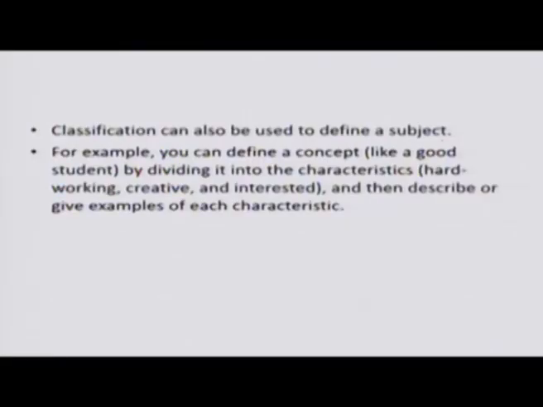Classification can also be used to define a subject. For example, you can define a concept by dividing it into its characteristics. Say, for example, you are defining a good student. So, who is a good student? So, this concept, how do you go about it? You look at good student's characteristics. For example, hardworking, creative, interested, and so on. And then you describe or give examples of each of those characteristics. So, that helps you define an abstract concept like a good student.